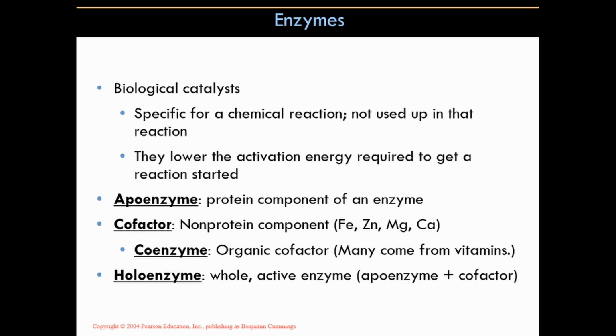Some enzyme anatomy: the apoenzyme is the protein component of an enzyme, so it's mostly a protein, but there is also a non-protein component of an enzyme as well. And typically those would be those four elements: iron, zinc, magnesium, calcium. Or it could be an organic cofactor, and we call that a coenzyme.